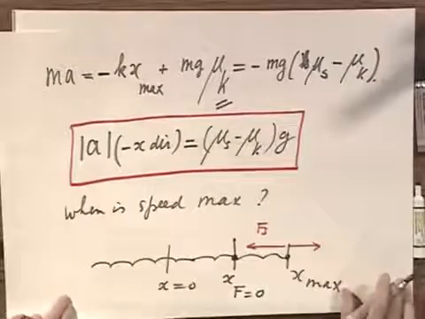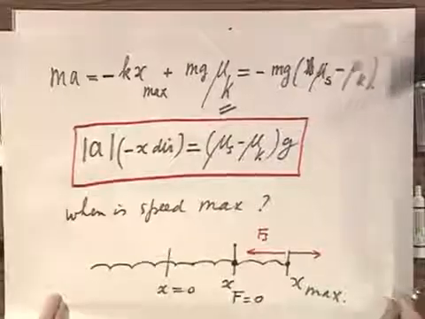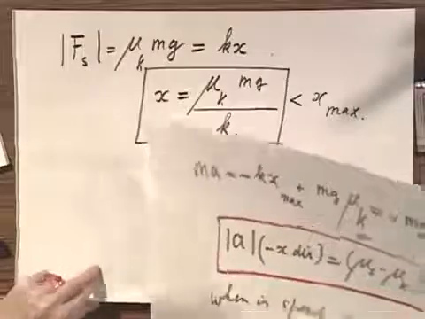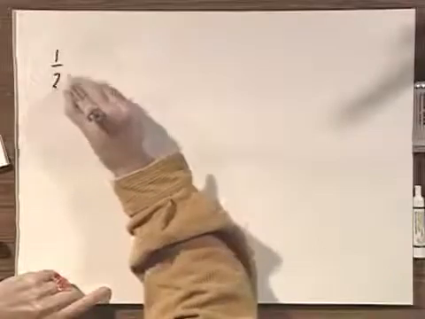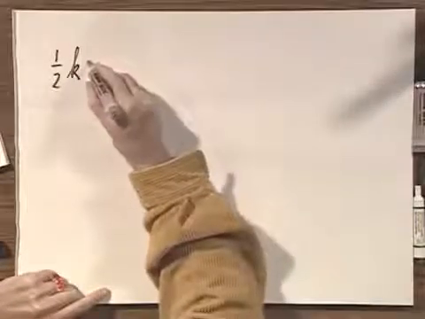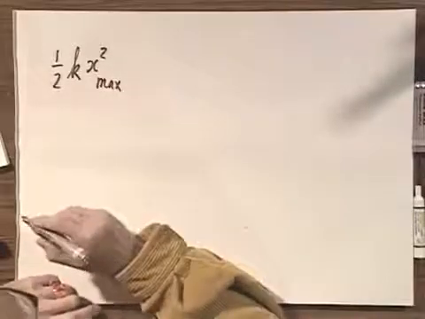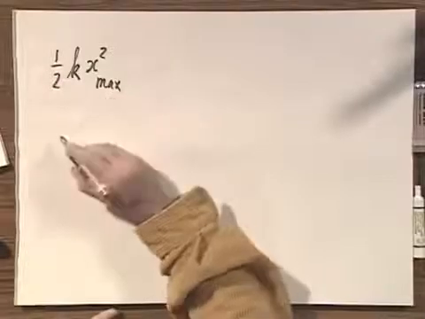Now I want to ask you something extra, and that is, what is its maximum speed? This is not being asked, so you don't have to answer that question, but I thought it would be useful. What is the maximum speed? And now we're going to use the concept of energy. Keep in mind that when I release the object at its maximum displacement x max, there is potential energy in the spring, which is 1/2 kx squared.